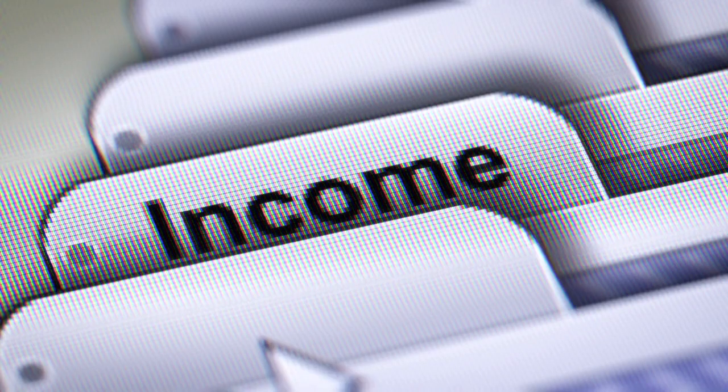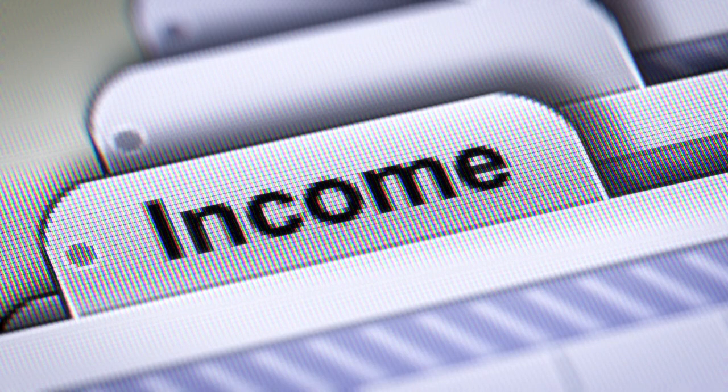Calculate your income. Start by tallying up all sources of income, including wages, salaries, bonuses, rental income, investment dividends, and any other earnings. Be sure to account for both regular income and any irregular or fluctuating sources of revenue.